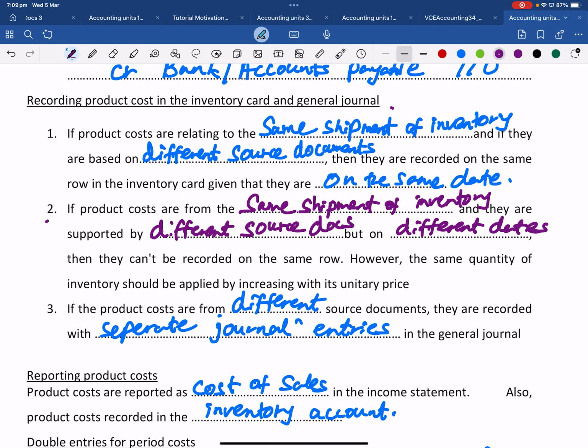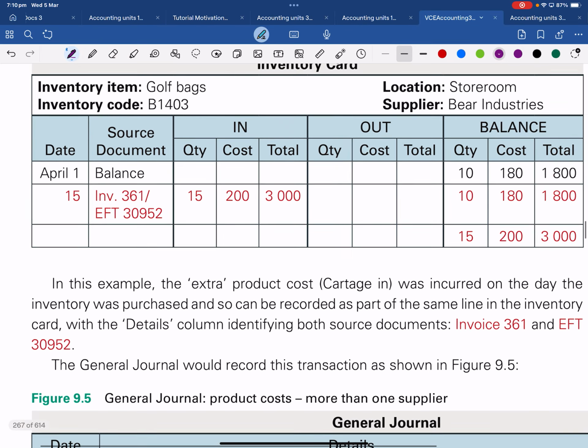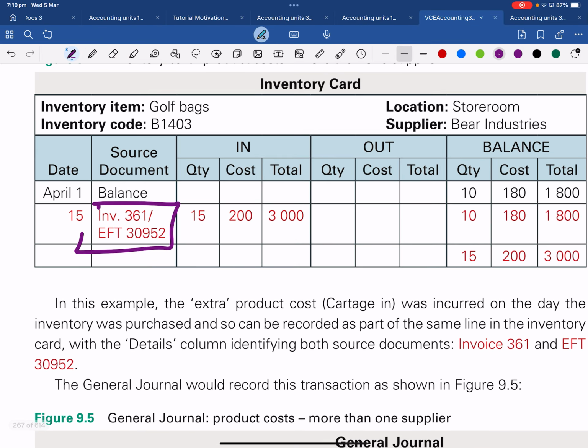Have a look at the second one. If product costs are from the same shipment of inventory, supported by different source documents, sorry, my bad, it's the first one. Same inventory but different source documents, on the same day. Then what do we do? Simple, this 150 will still be a product cost, because we are paying for the same shipment. Now this is the only difference in the inventory card. What do you do? Invoice / EFT.